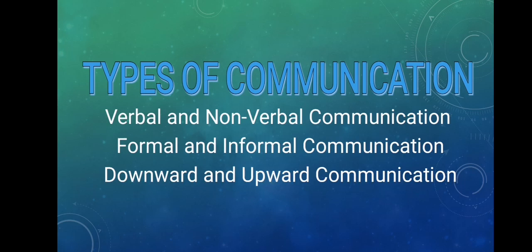Formal and informal communication. Formal communication is the official and recognized communication system, while informal communication is just an interaction with unauthorized people within the company. Downward and upward communication. Downward communication starts from people at higher levels like the CEO and other bosses down to lower positions, while upward communication goes from subordinates to superiors and continues up the organizational hierarchy.